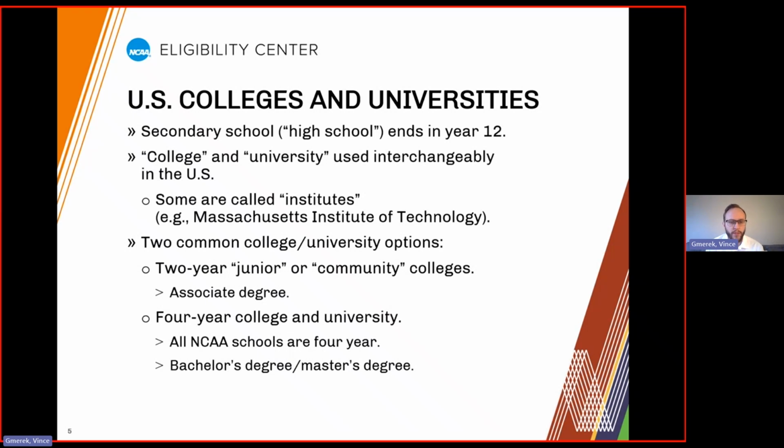Other possible options for us that are common in the United States are junior or community colleges. Those are 2-year colleges where students can start their college career, and then usually they end up transitioning to a 4-year college or university after junior or community college, where they can pursue a bachelor's degree.